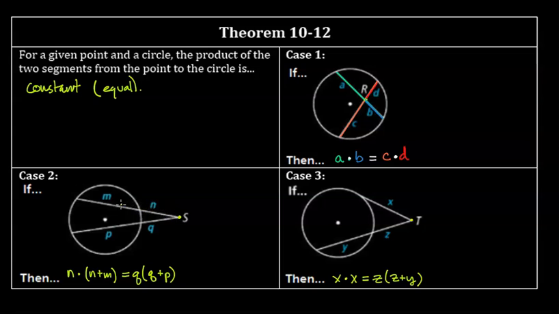So n times this entire thing, which is n plus m. That product equals q times q plus p. Or if one of them is a tangent, and I do that twice, so x times x would be equal to z times z plus y. All right, and that's a lot to remember, but it's an interesting relationship, and so we wanted to mention it and take a look at that.